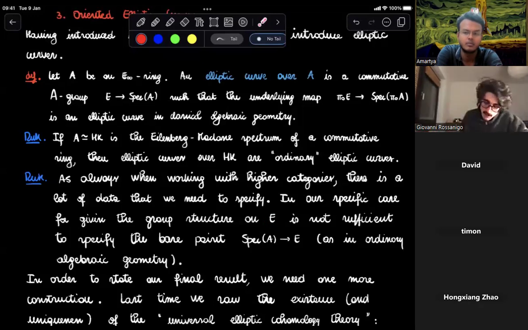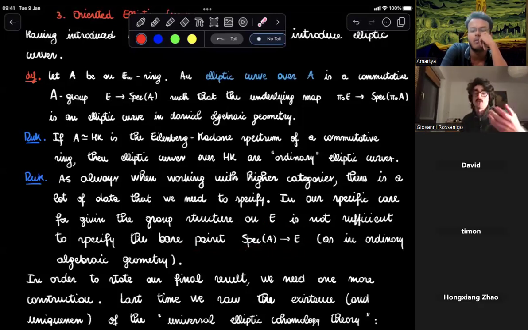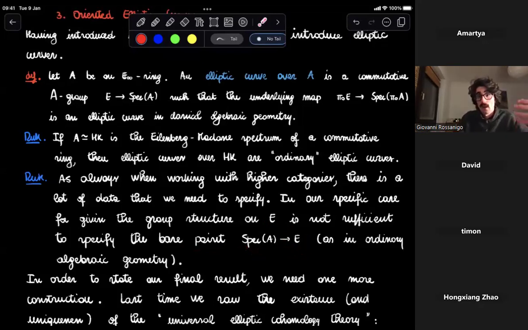And in classical algebraic geometry, if you just specify the base point, so if you just give a section of the structural map, then E acquires the structure of a group; the group structure is completely determined. This is very specific to classical algebraic geometry. It does not happen in infinity geometry, because as always, there is a lot of data that you need to specify. You have to specify all the coherence conditions, and these coherence conditions are not for free.